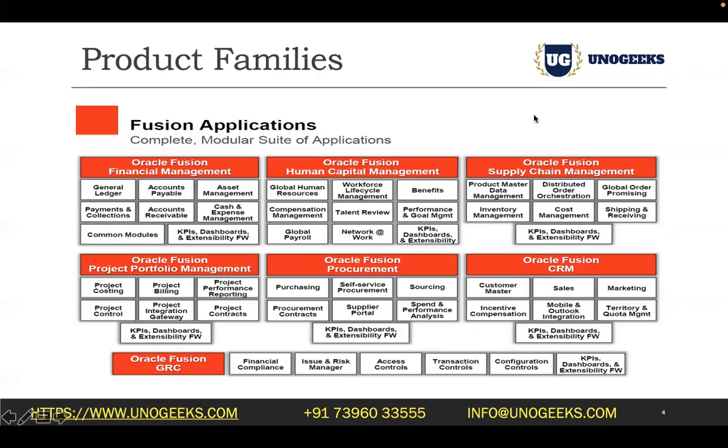So any client that wants to implement Oracle Cloud can pick and choose. Very rarely do clients implement all of them. Each and every client will pick up and implement only the modules that they need. Okay, so some clients might implement only HCM. Some clients might implement financials plus HCM. Some clients might implement only the financials cloud. Okay, so Oracle offers multiple product families in cloud. It's made up of financials, HCM, SCM, procurement, PPM, etc.